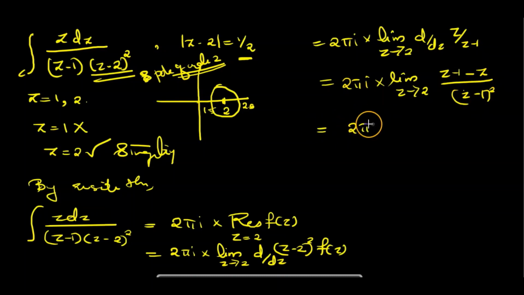That is 2 pi i. Substituting the limit z equal to 2, we get minus 1 divided by (2 minus 1) whole square, that is minus 2 pi i is the answer.